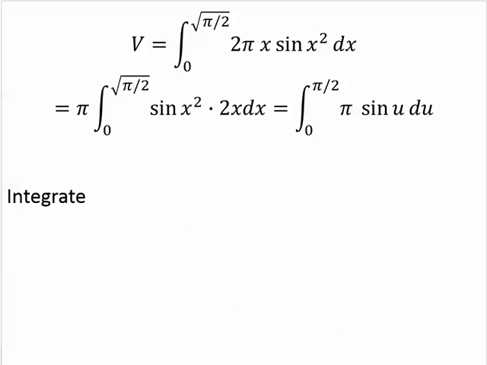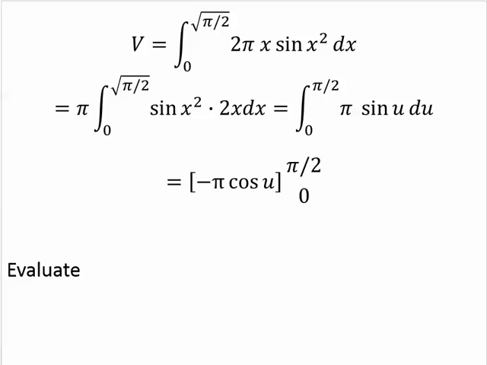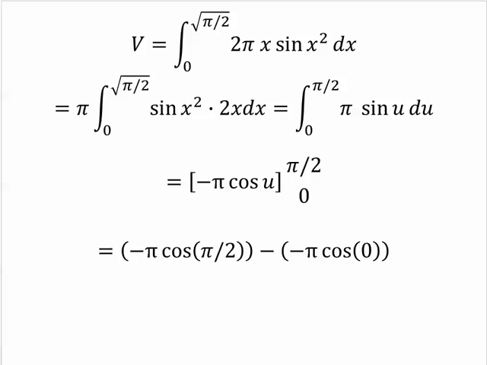Next, integrate. After you integrate, you need to evaluate. Now, cosine of pi over 2 is 0. Cosine of 0 equals 1. And when the dust settles, you get pi cubic units. And that's the volume of the solid.